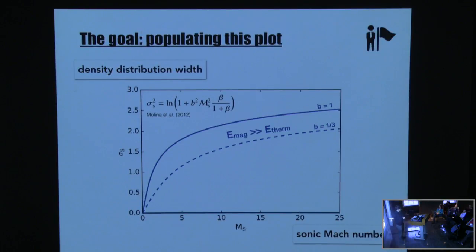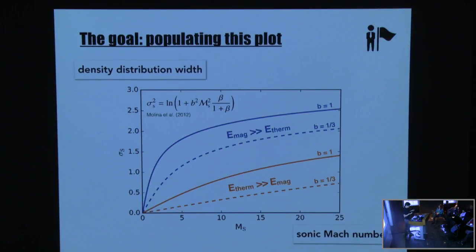So on the x-axis you have the sonic Mach number plotted against the density distribution width on the y-axis. Here the blue curves show you the case where magnetic fields are important, and the dashed and the solid lines are just for different turbulence driving parameters. And this here would be the case where magnetic fields are negligible. And what we are confident that we will be able to do with PROMISE is to populate this with hundreds of data points, so hundreds of molecular clouds, and to really try to test such predictions, and in the best of cases also severely restrict the possible parameter space, to also then restrict the physical processes that can be responsible for this.